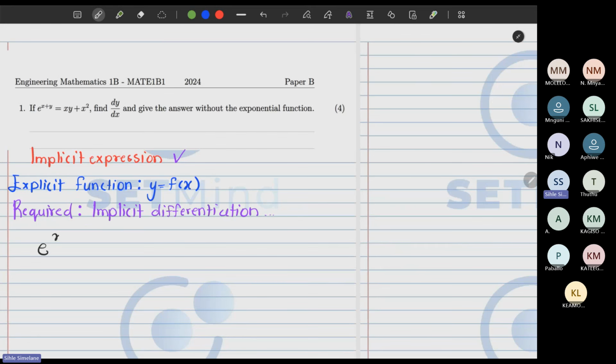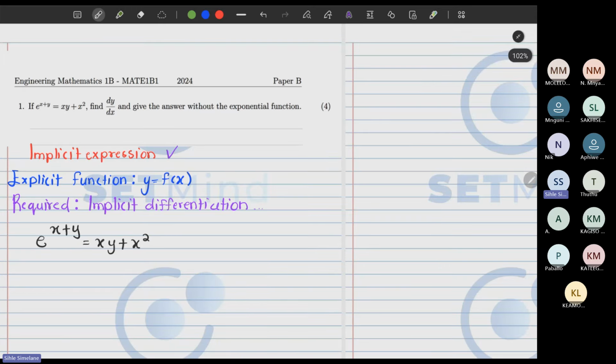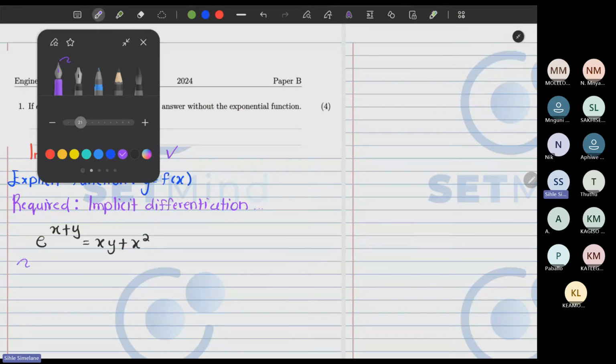So let's put up our expression. We are given e to the power of x plus y equals xy plus x squared. And remember, guys, as I'm working on these problems, you are more than welcome to disturb me. Whenever you don't understand, you can just unmute and ask a clarifying question. I'll be happy to answer you.